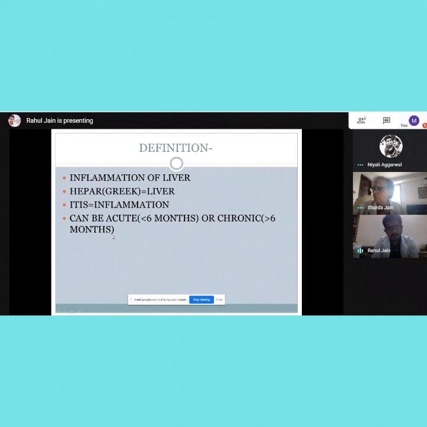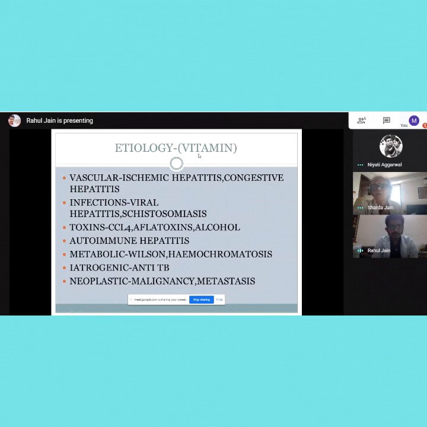So etiology, which we have studied for other problems also, the etiology of anything can be described under the heading of vitamin. So same, vascular causes: ischemic hepatitis, congestive hepatitis. Ischemic hepatitis means when the blood flow to the liver becomes less, or congestive hepatitis seen in the case of... You're not putting your screen, sir.